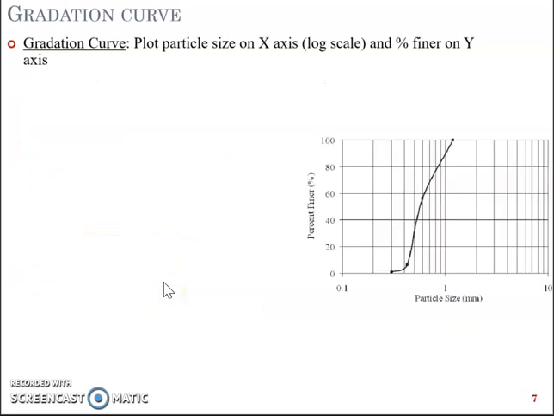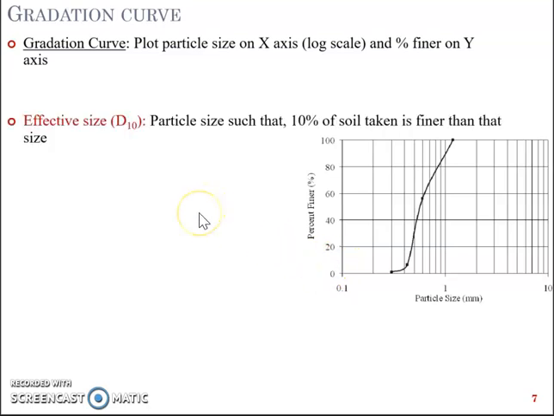And like we said, the particle size is marked on the x-axis in the log scale, and the percentage finer is marked on the y-axis in the decimal scale, based on which you have three terms. Number one is the effective size D10. The effective size D10 is a particle size such that 10% of the soil taken is finer than that size.